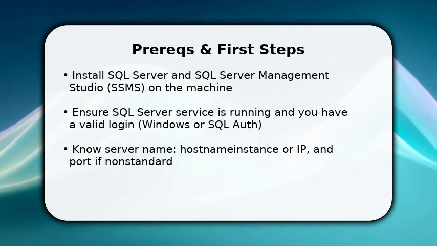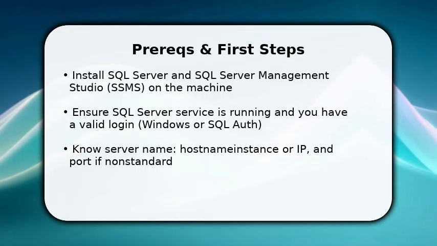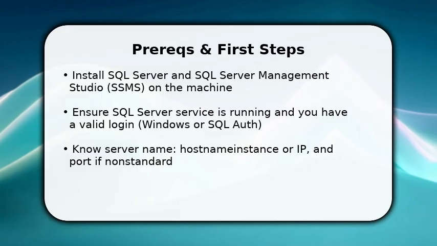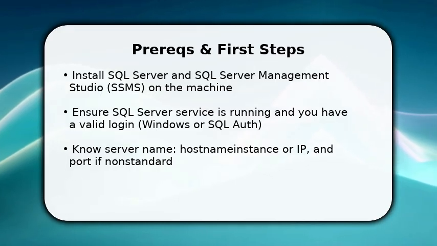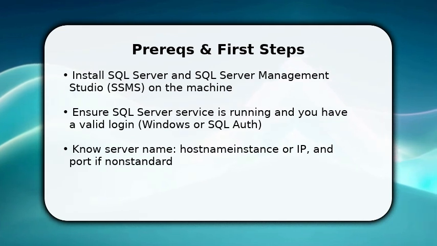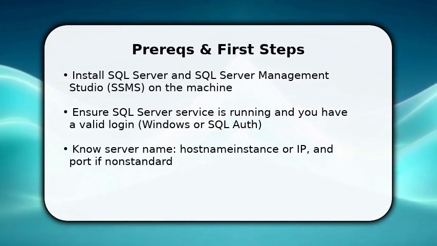Next, decide which authentication you'll use, Windows for domain accounts or SQL Server authentication with a username and password, because that determines fields you fill. Once done, enter the server name exactly, hostname / instance or IP, optionally, port, and select the authentication method before clicking Connect. Now focus on authentication and establishing a stable connection.